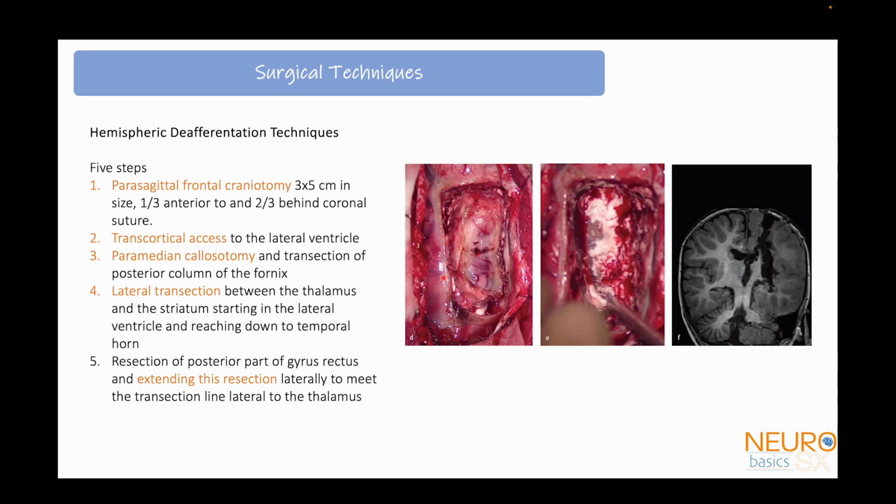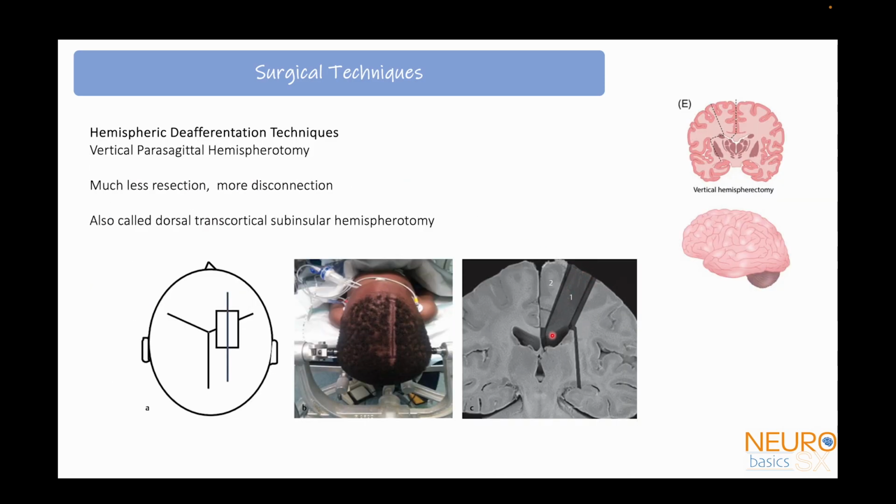Okay, it's right next to the midline. It is 3 into 5 centimeters in size, and it is about 1/3 anterior and 2/3 behind the coronal suture. Following which, this cortex overlying the lateral ventricle has to be resected. As you can see here, this cortex will be resected so you can enter the lateral ventricle over here.